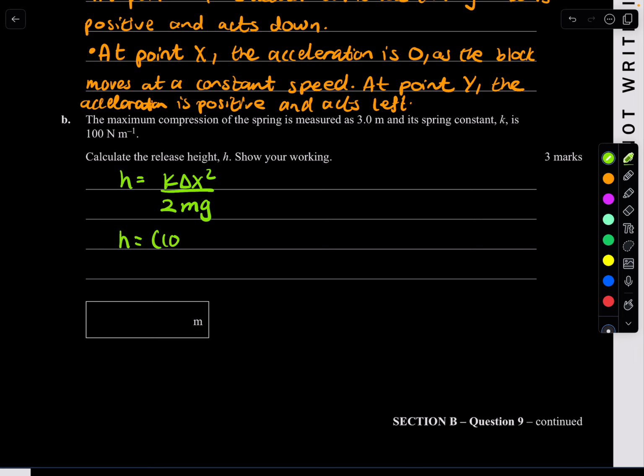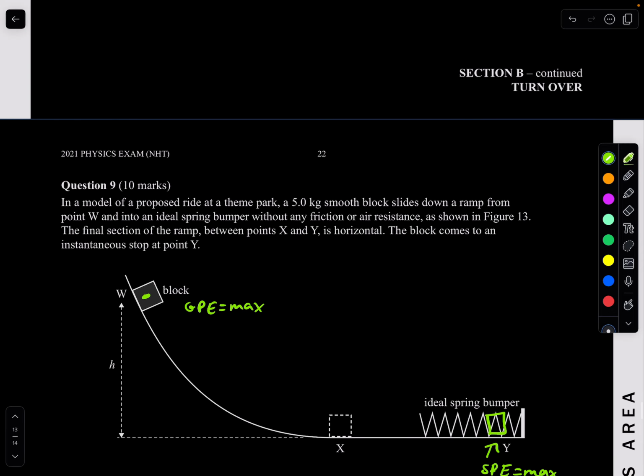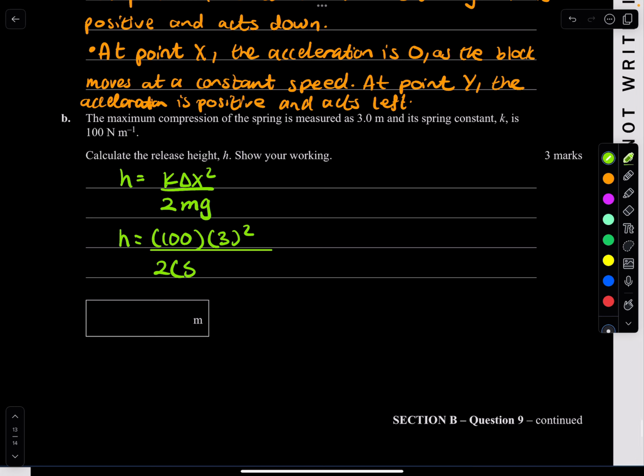So height is just going to be k, which is 100 newtons, times your change in x, which is how much your compression was, which was 3, squared in this case, all divided by 2 times the mass of the block, which is 5 kilograms, times your g value, which is 9.8.